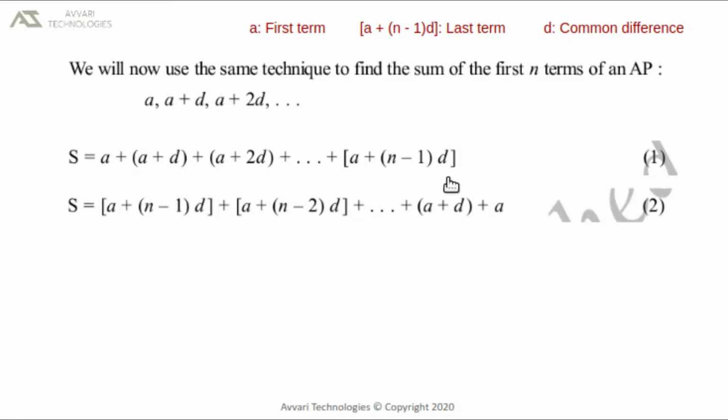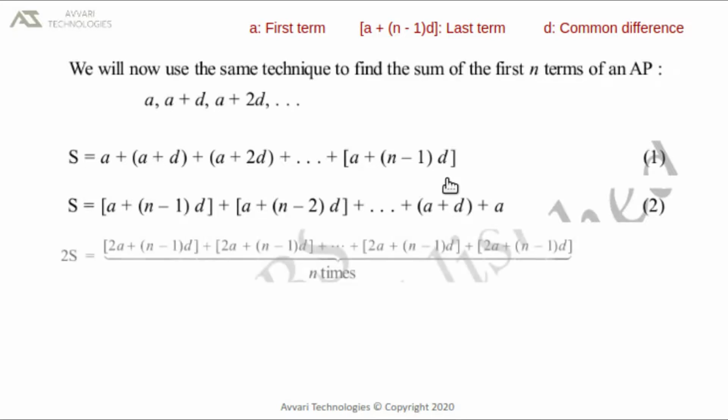Now we will reverse the numbers, which doesn't make any difference since it follows the commutative property of addition. Now we will add both S. So S plus S is 2 times S, and we add term by term from both equations, equation 1 and equation 2. Here equation 1 is S and equation 2 is the reversed order of the S. So A plus A is 2 times A plus n minus 1 into D. The same follows for the rest of the terms till the last term.